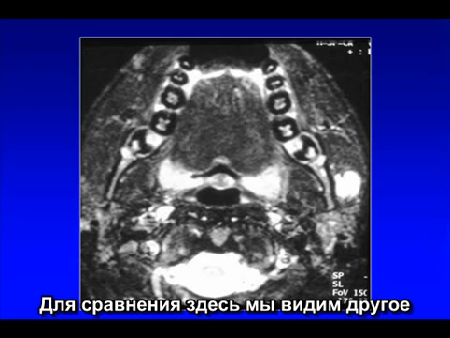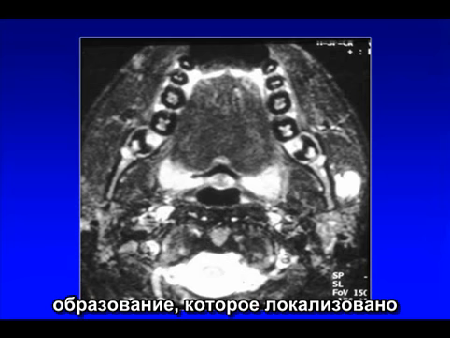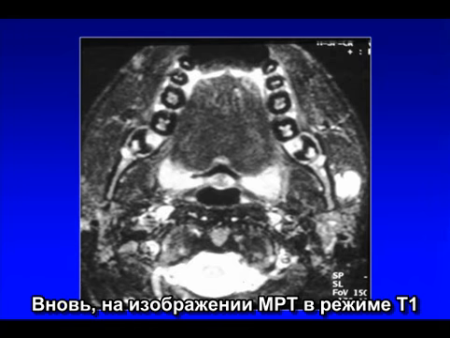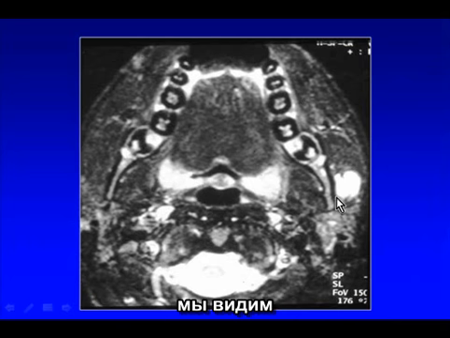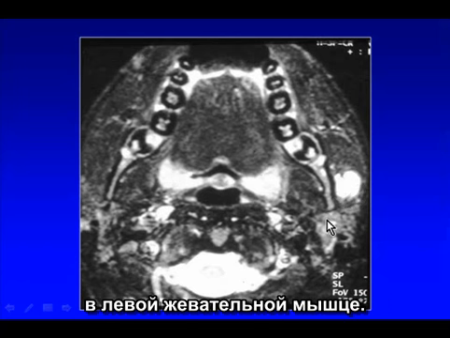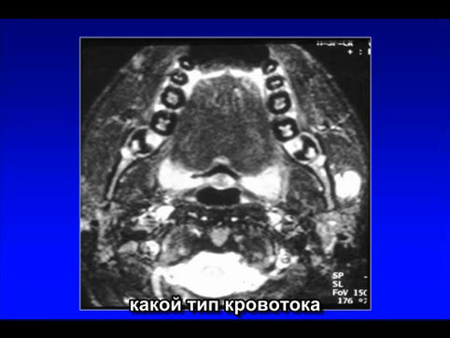Now, in contradistinction, here's another lesion which was present in the region of the left masseter muscle. And this, again, is a T1-weighted gadolinium-enhanced image which shows a hyper-enhancing lesion in the left masseter muscle. But again, the surgeon wants to know, what kind of vascularity should I be expecting here?